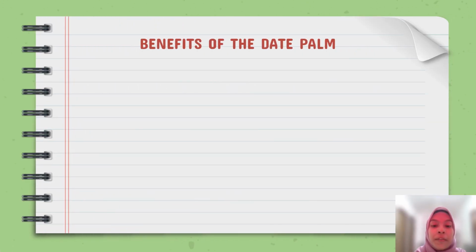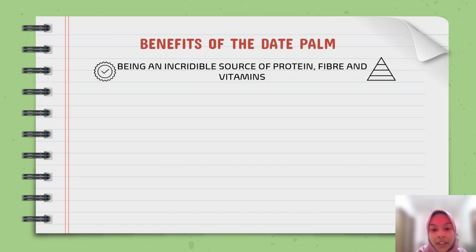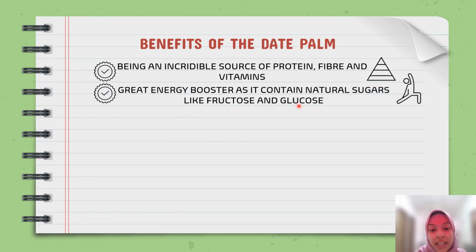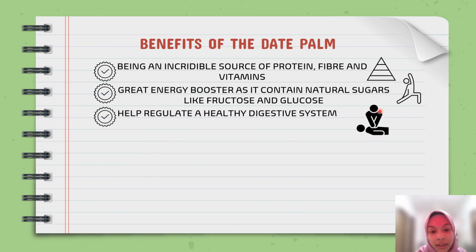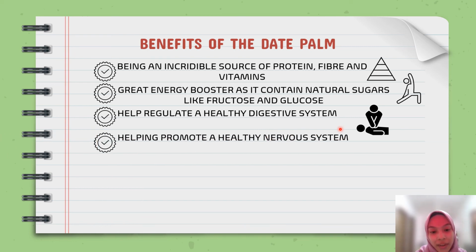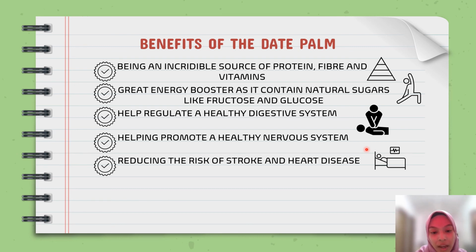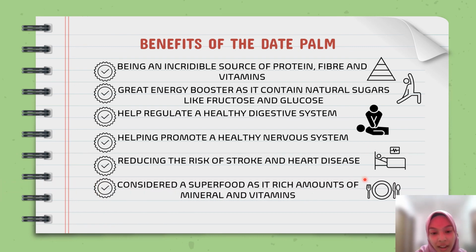There are a few benefits of date palm. First, being an incredible source of protein, fiber, and vitamins. A great energy booster as it contains natural sugars like fructose and glucose. Helps regulate a healthy digestive system. Helps promote a healthy nervous system. Reduces the risk of stroke and heart disease. Considered a superfood as it is rich in minerals and vitamins.